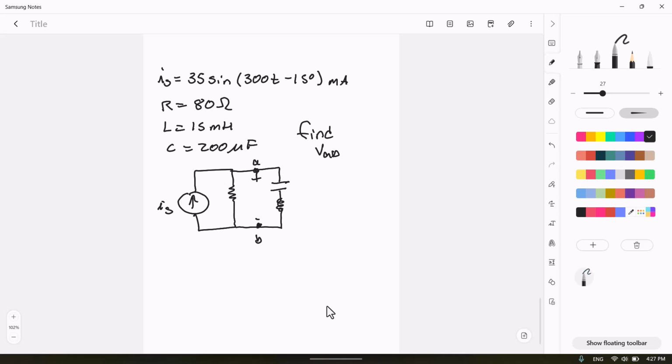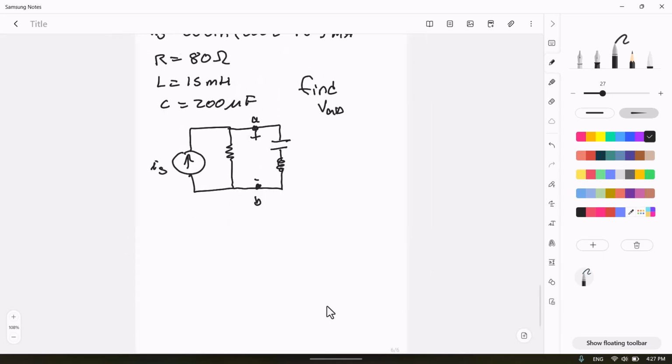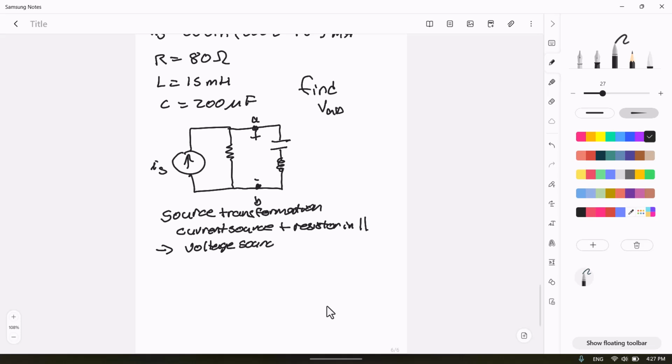A source transformation takes a current source plus a resistor in parallel to a voltage source plus a resistor in series. And all of the things that work not in the phasor domain work in the phasor domain as well. So anything that you could do before, mesh analysis, nodal analysis, all of that stuff works. So source transformation works.